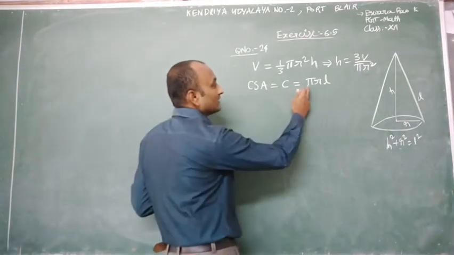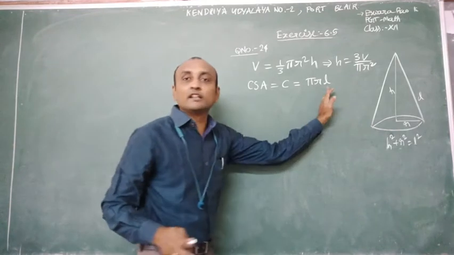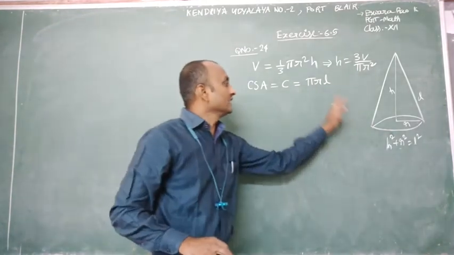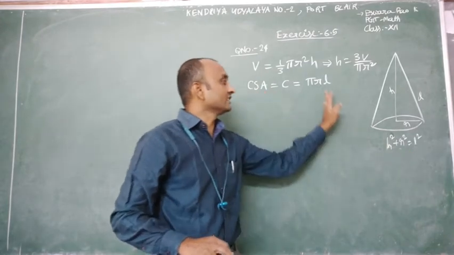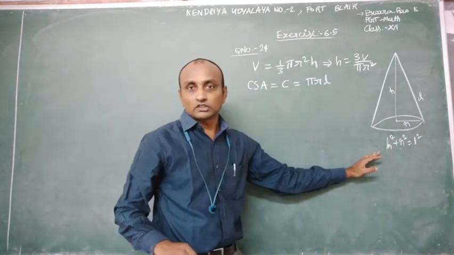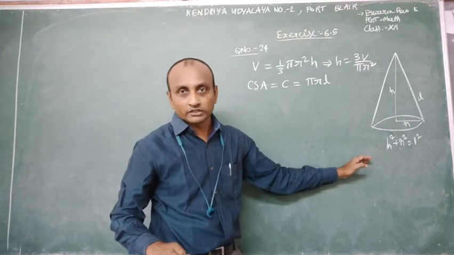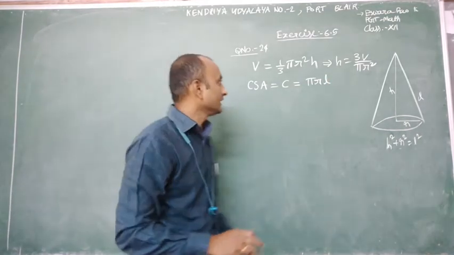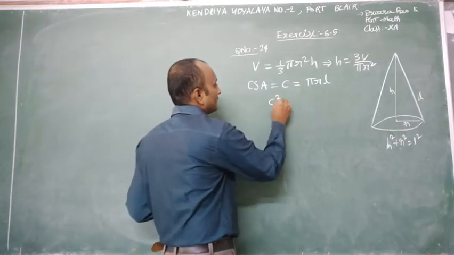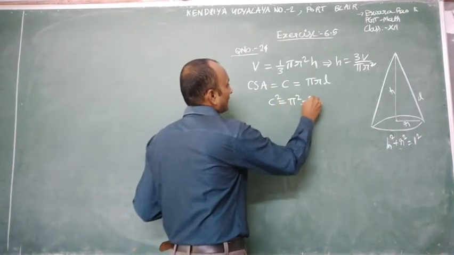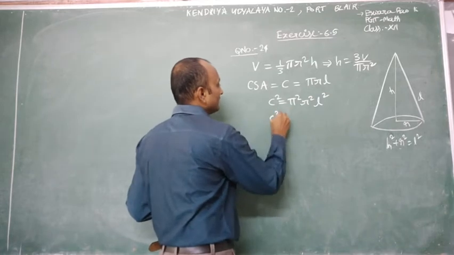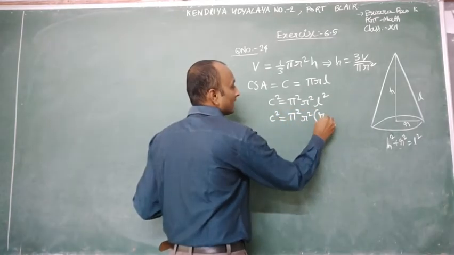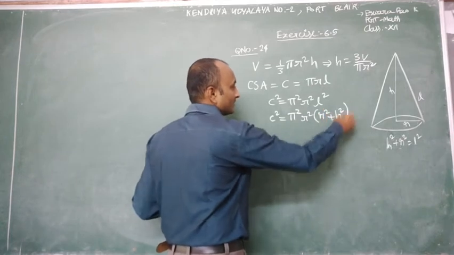Now curved surface area is pi r L. See here, r and L both are variables, but I should express it in one variable. But the relation for L is this one: L square is equal to something, that means L is equal to root over something big. So in order to avoid the square roots, I just do squaring on both sides. C square is equal to pi square r square L square. What is L square? r square plus h square, or h square plus r square.